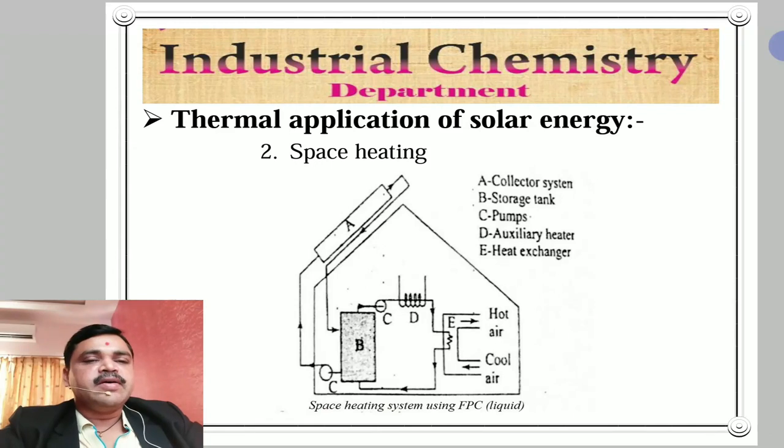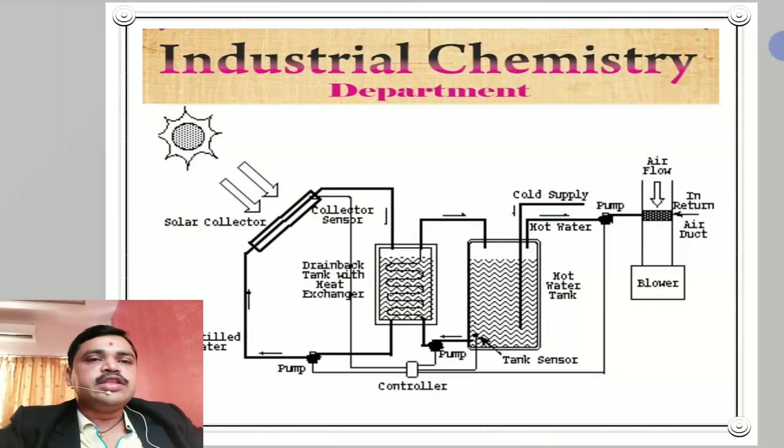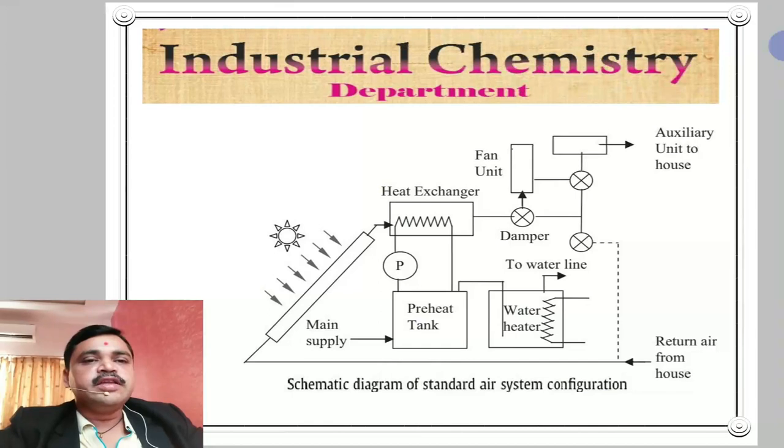An auxiliary or alternative approach to space heating is to heat air directly in collectors, as shown in this type of figures and also this type of standard diagram. This is the schematic diagram of a standard air system circulating for space heating. The heat is then stored in a pack with rock, gravel or pebble. In a preheating tank, it is filled with rock, gravel or pebbles which store the heat from the heated air.